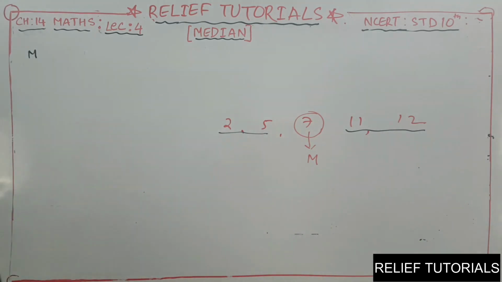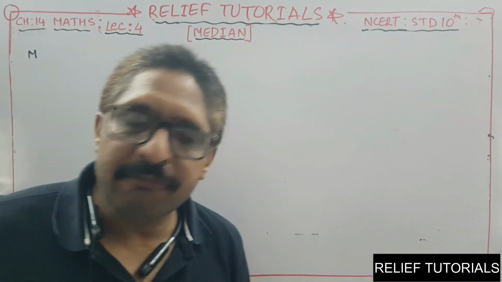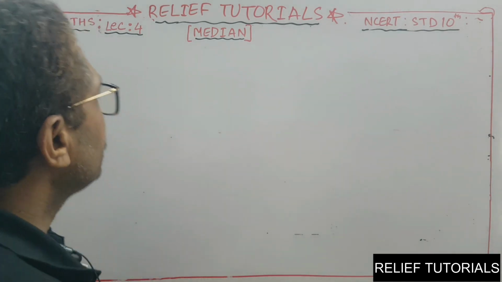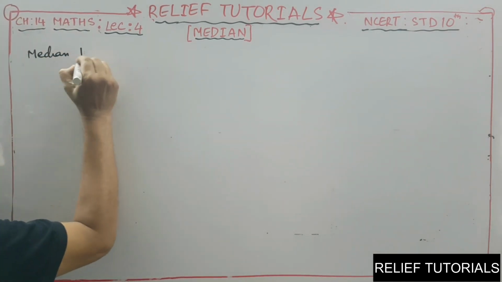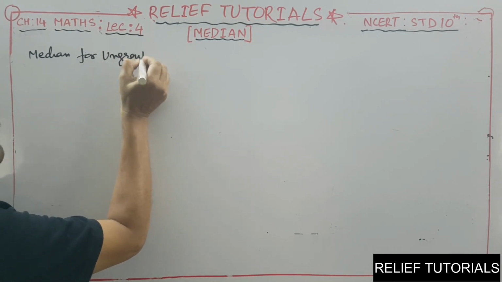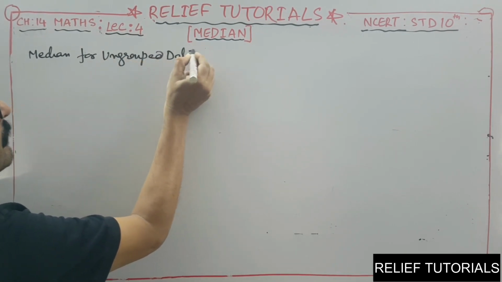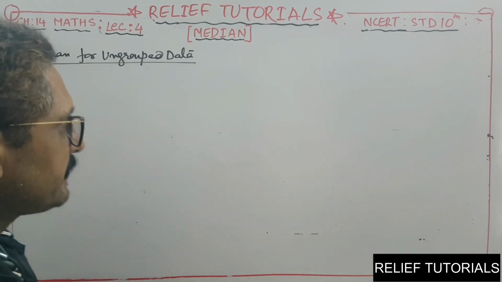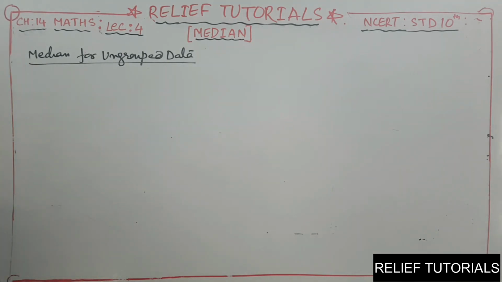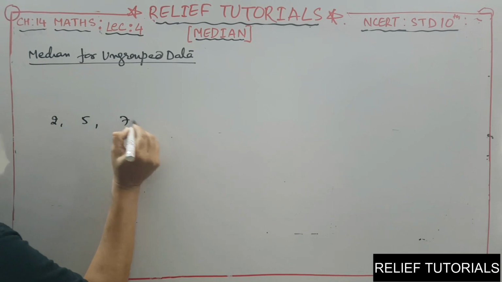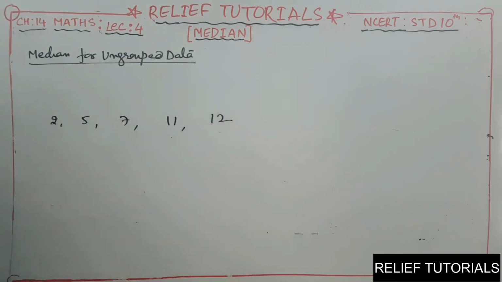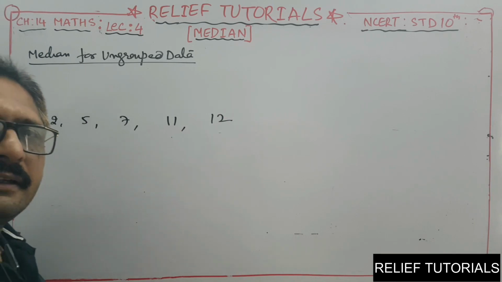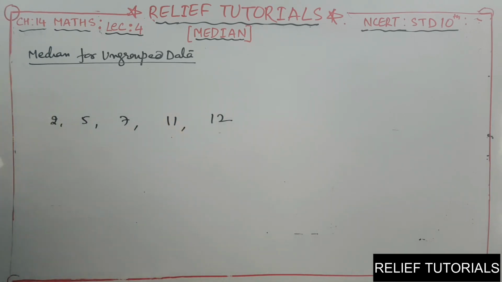Now we will discuss median for ungrouped data. This we have already learned in 9th standard. We know that it depends upon the number of observations. See, we have discussed the example 2, 5, 7, 11 and 12. Here the number of observations is 5, so the middlemost observation is 7. So median is 7. So it depends upon the number of observations.